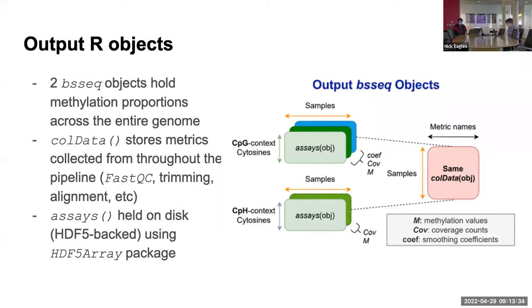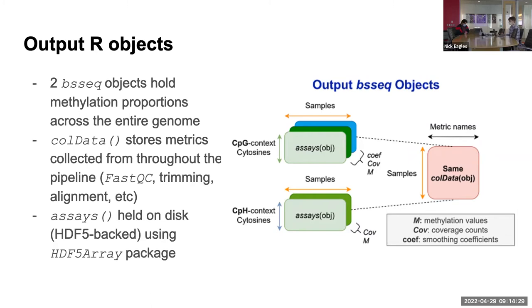So the assays are big matrices of methylation proportions and coverage counts. And for the CpG objects, we also have smoothing coefficients. I'll talk about that a little bit later. And then another thing of interest is the colData, which stores information about the samples. We collect metrics from along basically the entire pipeline. The information from QC, from trimming, from alignment, such as, if the samples are paired-end, for example, we collect the number of concordantly aligned reads. Some of those metrics could be useful as covariates in downstream analysis, things you want to control for.